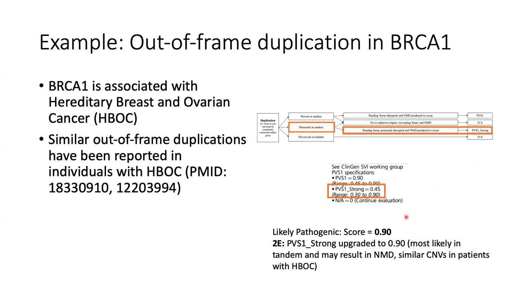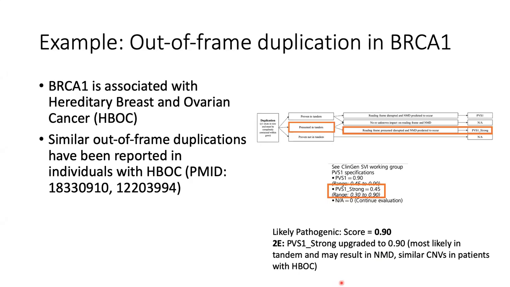So let's see how this works in our rubric. I'm not going to go through the same table, but I'm going to skip that and just move to the out-of-frame duplication, and let's look at how it equates in the sequence variant interpretation work group rubric. So it is presumed in tandem. It disrupts the reading frame of the gene. It gets a PVS1 strong, 0.45 as default. However, since I know there are other duplications similar to this one that also lead to nonsense mediated decay and are seen in patients with breast and ovarian cancer, I will use the highest end of that range, which is 0.9, and that variant will be classified as likely pathogenic.